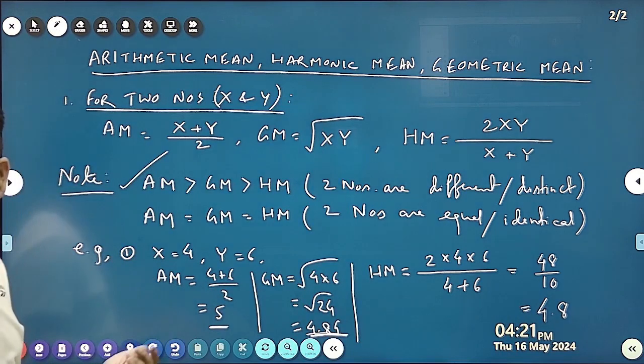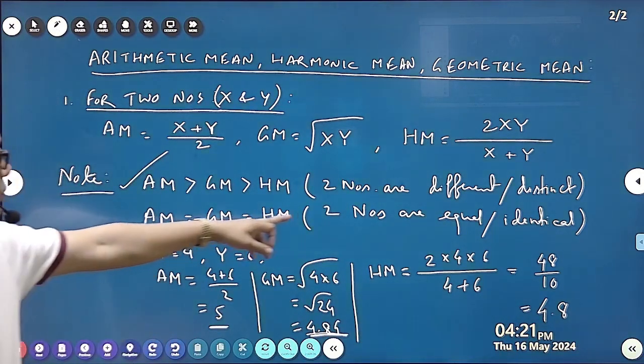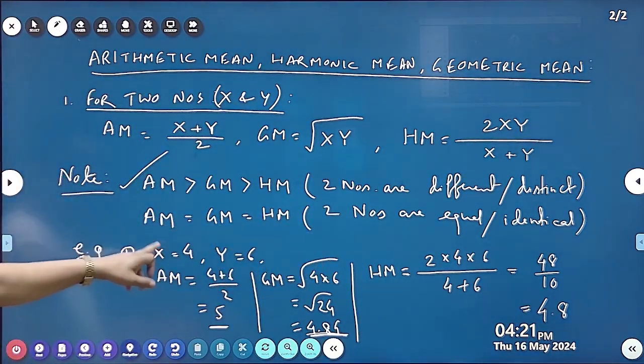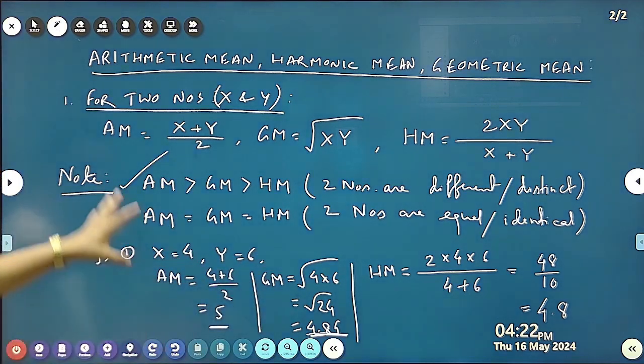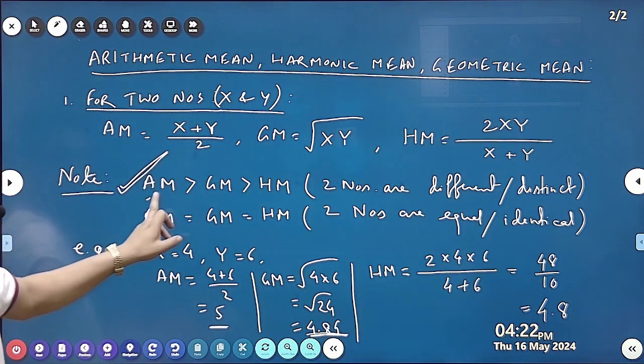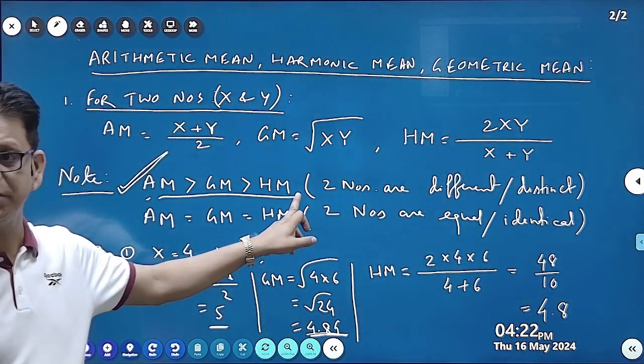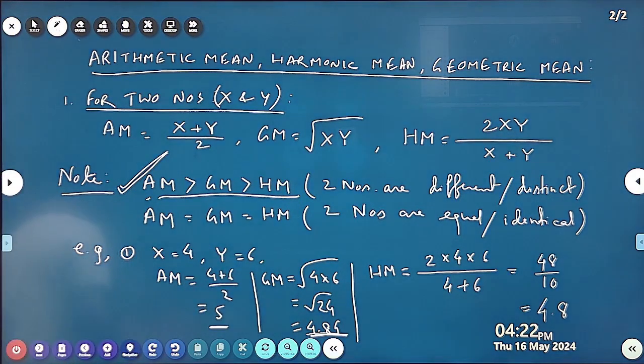And if the two numbers are the same, equal or identical, then you will see that AM, GM, HM are all equal. I explained this because this relation comes in the exam. It has options, and you just have to find the correct one. The easiest way is remembering them by the alphabetic order. Done.